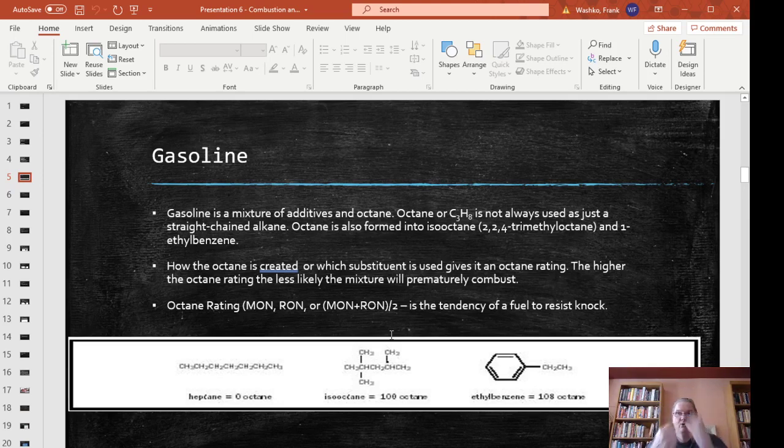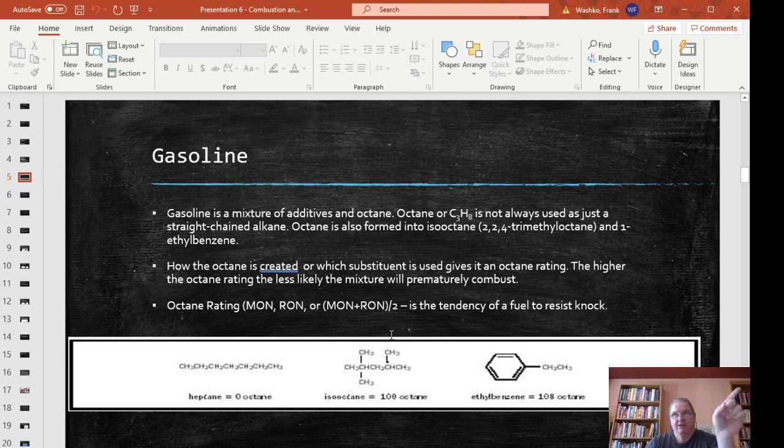We can compress it more and run a higher compression ratio, or the other alternative is we could run the same compression ratio but burn it earlier. You remember we said it's going to take this amount of time to complete combustion? Well, that amount of time in a less volatile fuel will be longer. So we can start the spark advance or the ignition earlier, and potentially burn that fuel longer, and we wouldn't have to worry about it knocking.